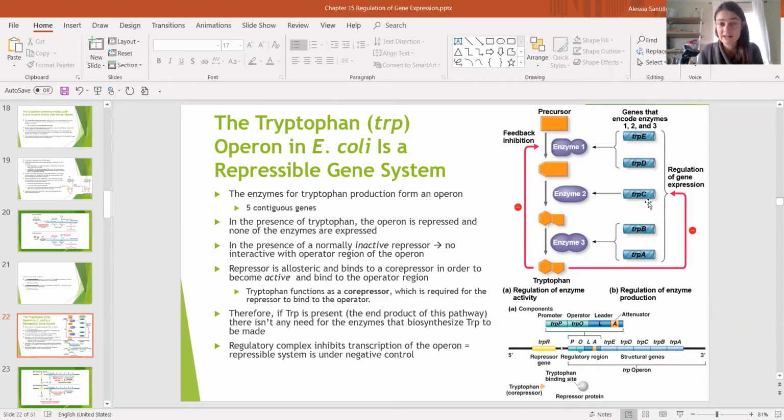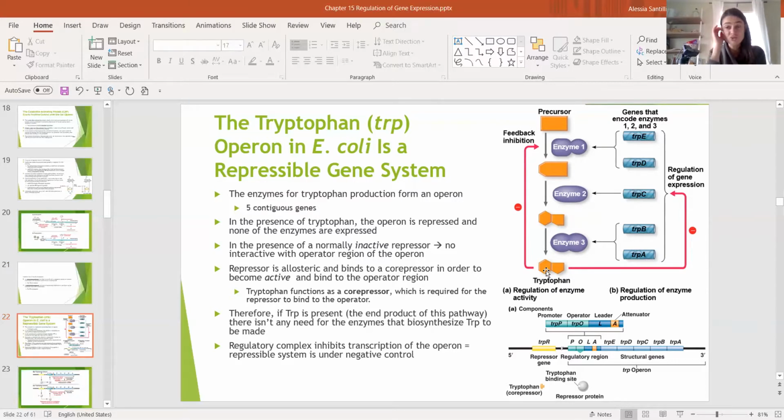When it does not find tryptophan in its environment, it is definitely something that it needs. Tryptophan is an essential amino acid. It's one of the essential amino acids. So it's going to activate its genes, express them, and make them into their corresponding enzymes to then make and synthesize tryptophan. Okay, so this is basically the concept behind it.